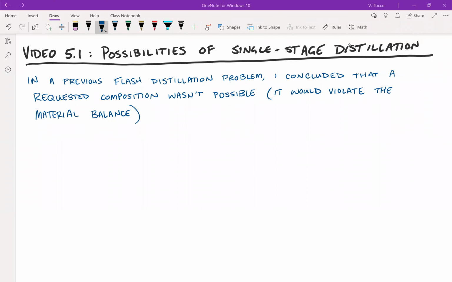Welcome back to separations. In a previous flash distillation example problem, the problem asked me to evaluate whether or not a certain composition was possible in one of the products. And I concluded that it was not possible because I ended up getting a negative flow rate, and therefore this would violate the material balance. So given this interesting result, a logical question to ask is, what would be the limits of a single stage distillation unit? And in order to answer this question, this is where having an understanding of how the graphical solution works is going to be really, really informative.